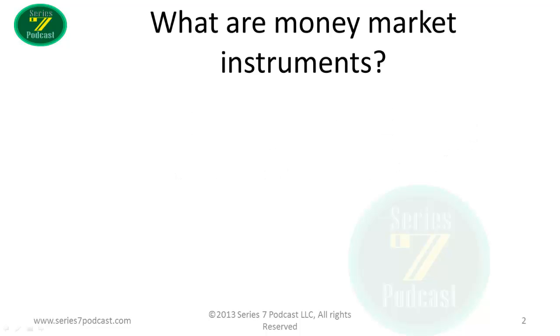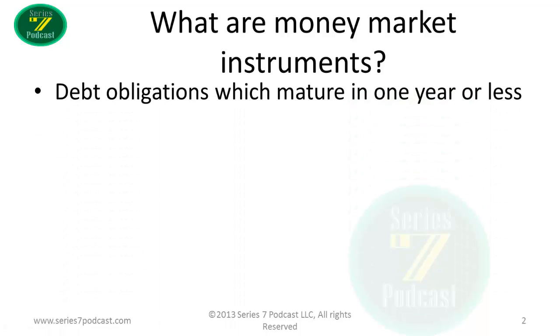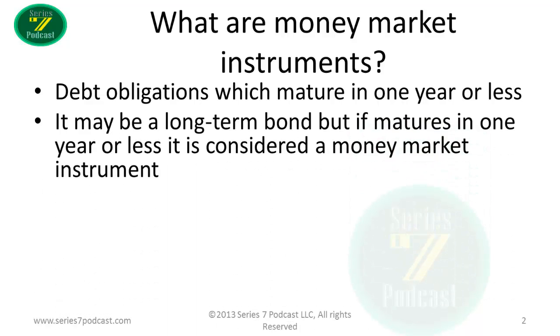So what are money market instruments? Money market instruments are debt obligations that mature in 1 year or less. What does this mean? Well, it could be a long-term bond. For instance, a 10-year bond, a 5-year note, or a 30-year Treasury bond, but if it matures in 1 year or less, it's considered a money market instrument.